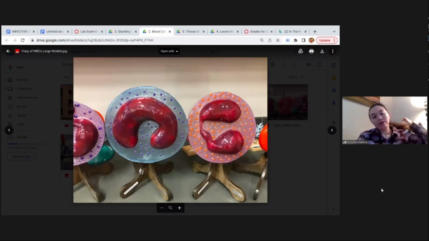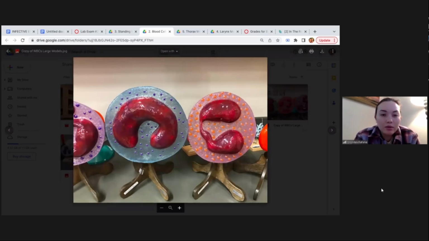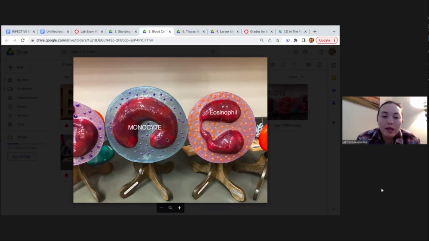Okay. All right, so right here, this is our monocyte. This is our eosinophil. You can see again, it looks like an E. Monocyte, again, it kind of looks like a bean shape. This time it's a little less bean and it's a little longer, but it looks like a bean shape.